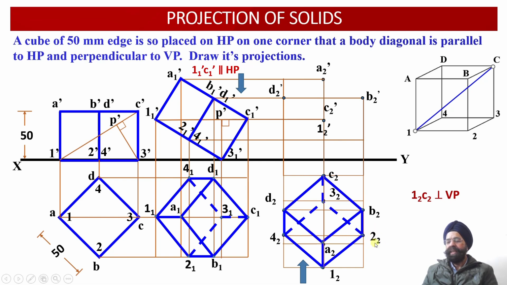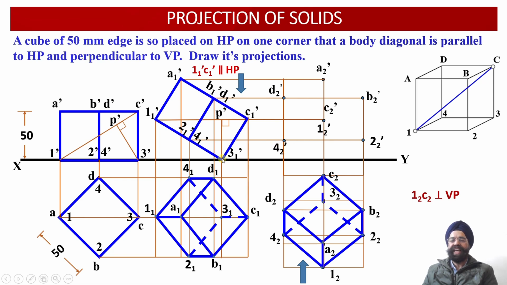Here we can see this is the vertical projector line emerging from 2_2. It intersects with the horizontal projector line emerging from 2_1'. So here we obtain the point 2_2'. Similarly, this is the vertical projector line from 4_2, intersecting with the horizontal projector line from 4_1'. So this intersection point provides us with the location of the point 4_2' over here.